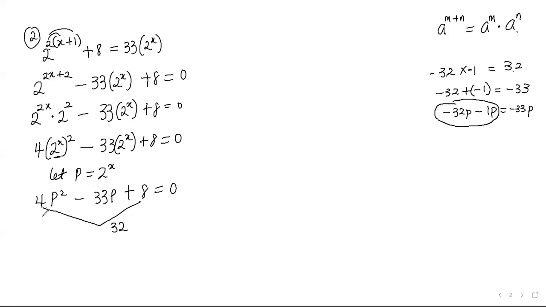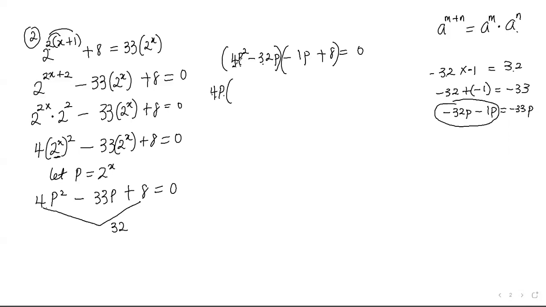So now this becomes 4p squared. Instead of writing minus 33p, I'm going to write minus 32p minus 1p, which is the same as minus p, then plus 8 equal to 0. Then you group them like this into 2. What is common here? Of course, 4 is common because 4 can divide 4 and 4 can divide 32. So 4 is common. And p is common. p can divide p and p can divide p squared. So 4p is a common factor.